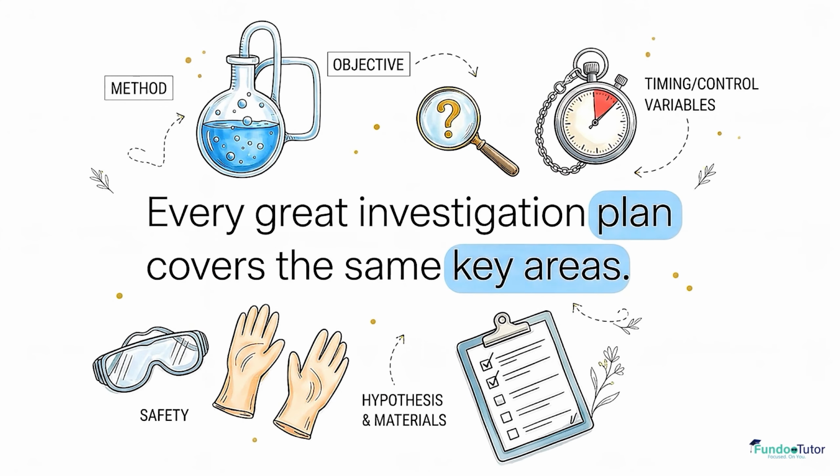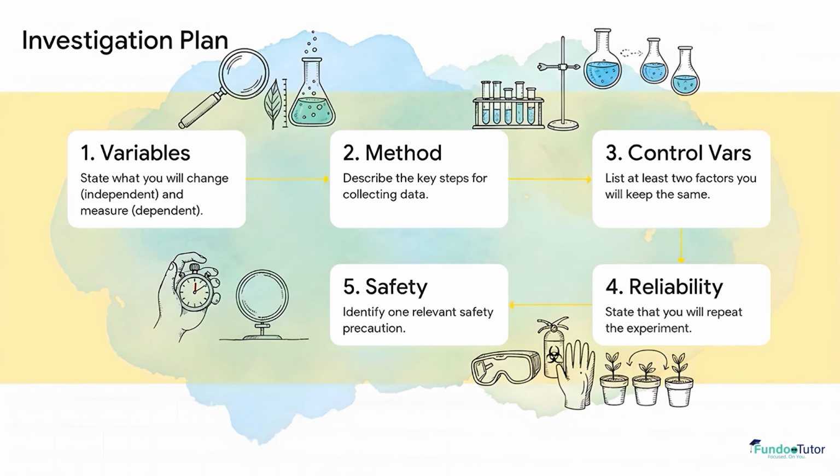Let's use an example, like investigating the enzyme catalase in different foods to see how this recipe works in the real world. So the secret sauce here is to structure your answer around these 5 points. You've got to state your variables, outline your method, list at least 2 things you'll keep the same to make it a fair test, mention you'll repeat it for reliability, and always include a relevant safety precaution. You cover these 5 areas and you are well on your way to those full 6 marks.